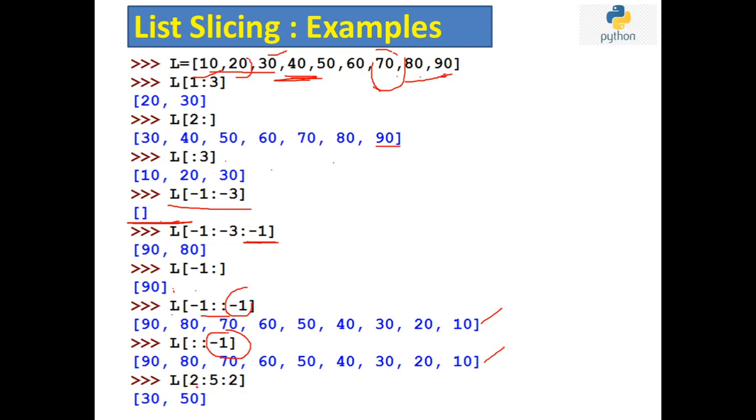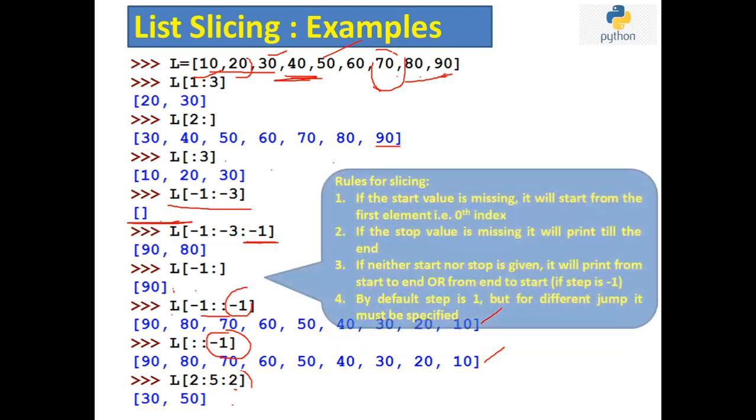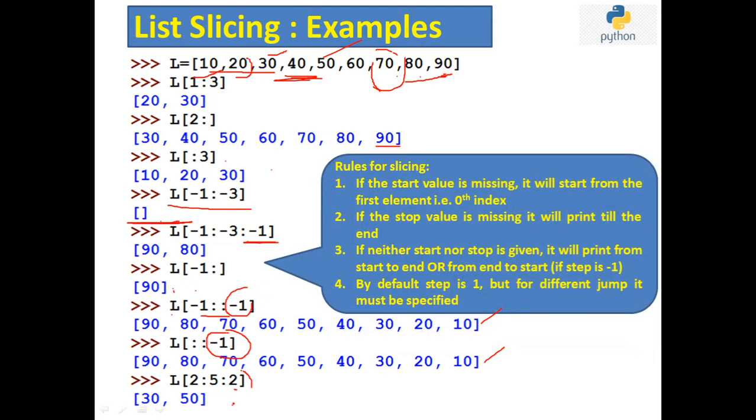Here normal printing is there, starting from the third element, 0 1 2 and up to 4, that means 2 3 4. But the jump is 2 here, that means it will print alternate elements. The first element is 30, then it is printing 50. Jump is 2, not 1, so one element it will skip, and it is printing 30 50. Move on to next.